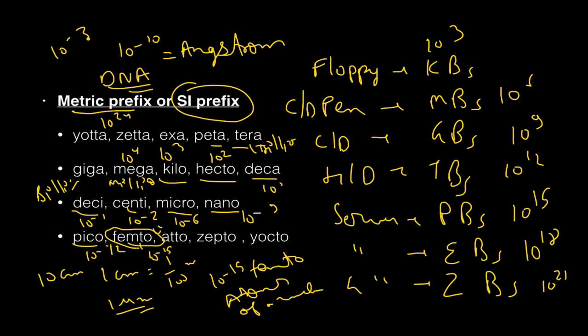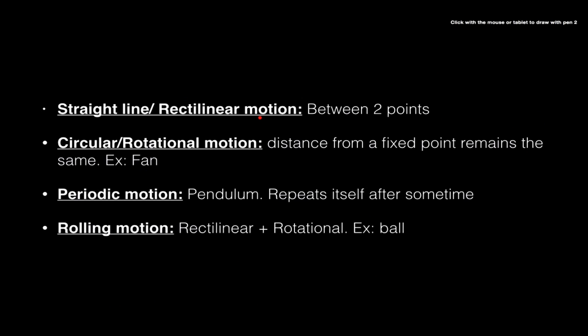10 to the power minus 3 is called milli. So these are all the various features. I hope you remember few of them at least. It helps in scientific calculations. Now straight line or rectilinear motion is the motion between 2 points.